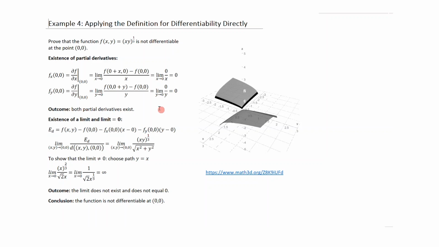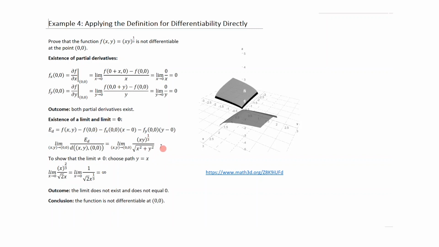All right, so next is the existence of a limit and that the limit equals 0. We have to determine the difference between the function and the approximation of the function, which is a tangent plane. We make the substitutions for f partial x and f partial y, multiplied by x minus the value of x at the point of interest, and y minus the value of y at the point of interest. If we make the substitutions of the values in here, we find that we're only left with f of (x,y), which is x times y to the power of 1/3. The distance is the norm of (x,y) minus (0,0), which by definition is the square root of x squared plus y squared.